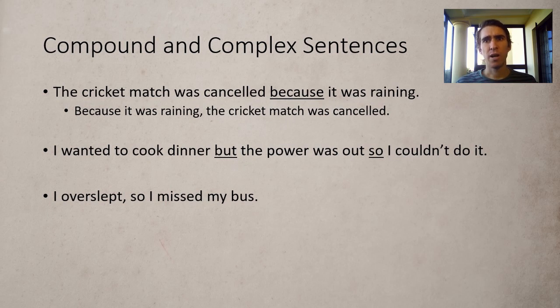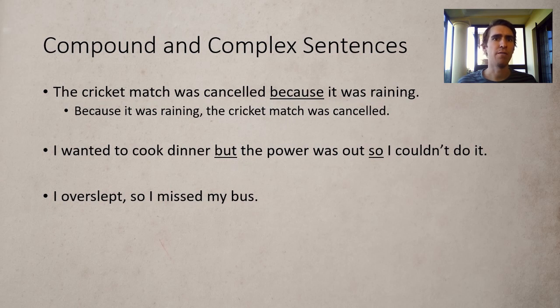If you want to create a compound sentence, then obviously you're going to be using coordinating conjunctions. I wanted to cook dinner, but the power was out, so I couldn't do it. Each one of those things can stand by itself as a main clause, as its own simple sentence, but put them together and you get a connected thought, which is really what you want. Remember, at its core, a sentence is the expression of a single idea, a single thought. And that's what you've got to go for when you're writing a sentence.